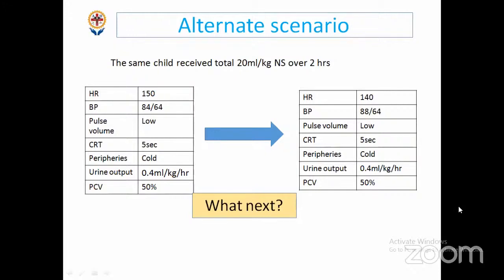So this child, what do I have to do now? This child is still in compensated shock, and urine output is still low. We have already given 20 ml per kg NS. And what do you want to do now?